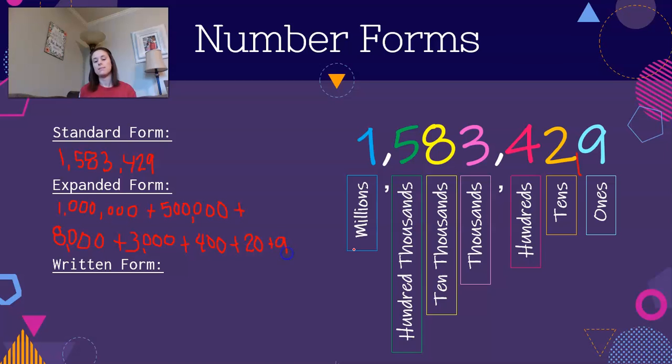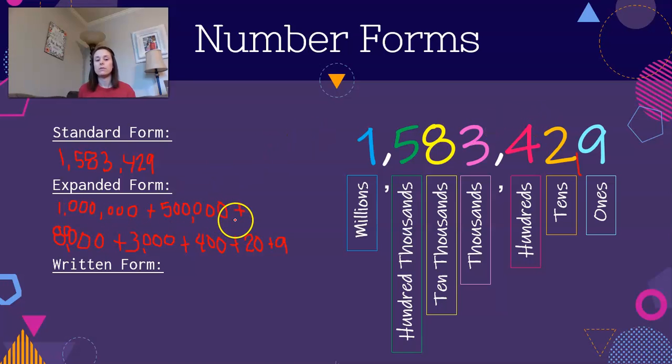And then as you can see, my 9 is in my ones column. There's no numbers to the right of it, so I just add a 9. So my expanded form becomes 1 million plus 500,000 plus 80,000. I'm sorry, guys, that's supposed to be 1 million plus 500,000 plus 80,000 plus 3,000 plus 400 plus 20 plus 9. I've taken this number and I've broken it into groups of numbers by place value.